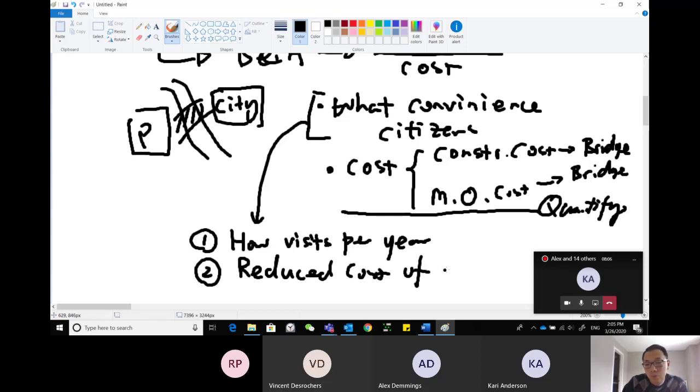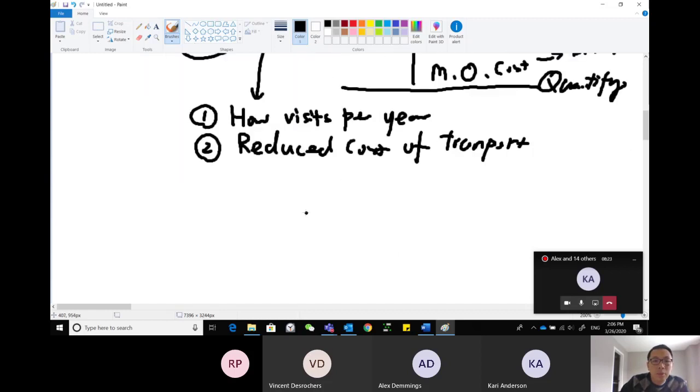of transportation. Before, people had to travel around the river in order to get to the park, but now through the bridge, it's easier for people to access the park. So there are two social benefits here, and those can be quantified.